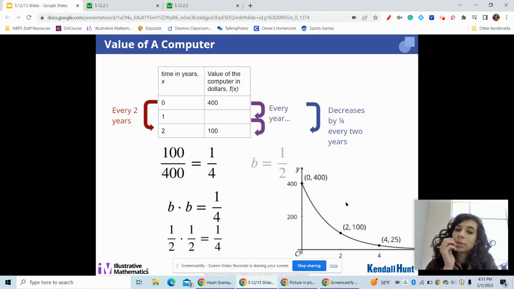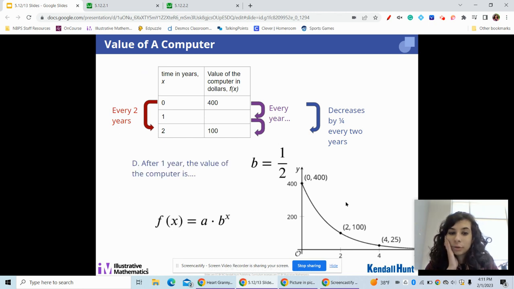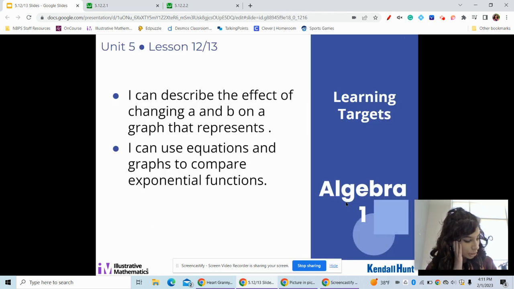Last but not least, you are going to reflect on what the function is for both, and our 2 learning targets for today. You can describe the effect of changing a and b on a graph that represents our function. I can use the equations and graphs to compare exponential functions. This wraps up everything before the mid-unit assessment, so I look forward to seeing you after the mid-unit.